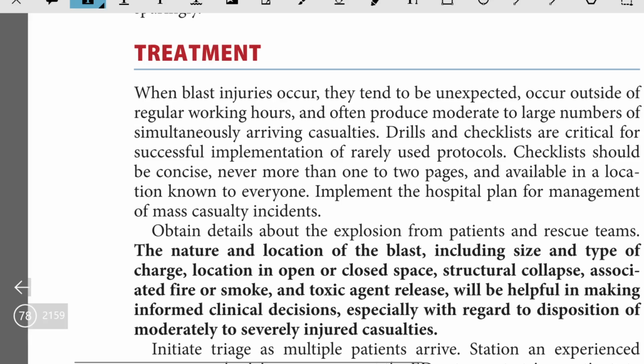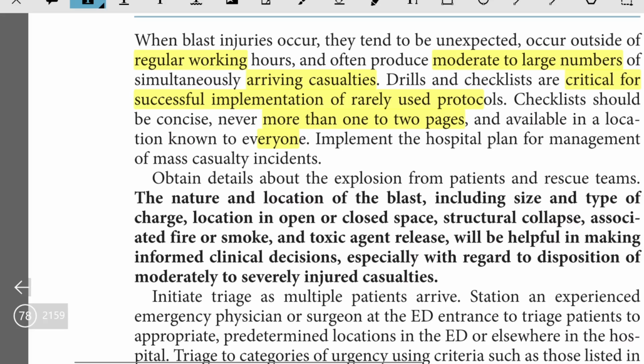When blast injuries occur, they tend to be unexpected, right? They occur outside of regular working hours and often produce moderate to large numbers of simultaneously arriving casualties. Drills and checklists are critical for successful implementation of rarely used protocols. Checklists should be concise, never more than 1 to 2 pages, and available in a location known to everyone. Implement the hospital plan for the management of mass casualty incidents.